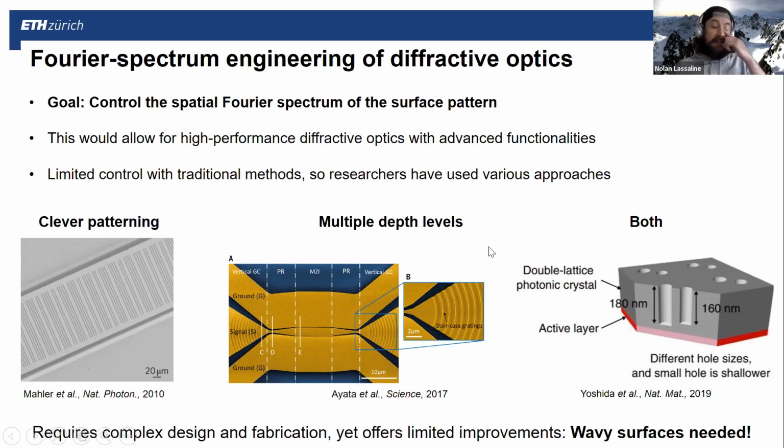And the thing that we notice is that the design and especially the fabrication of these surfaces is quickly getting more and more complex, but it still doesn't really solve the problem that we're trying to tackle, and that is that of controlling the Fourier spectrum. And in order to do this, simply speaking, we would just need to be able to make wavy surfaces.